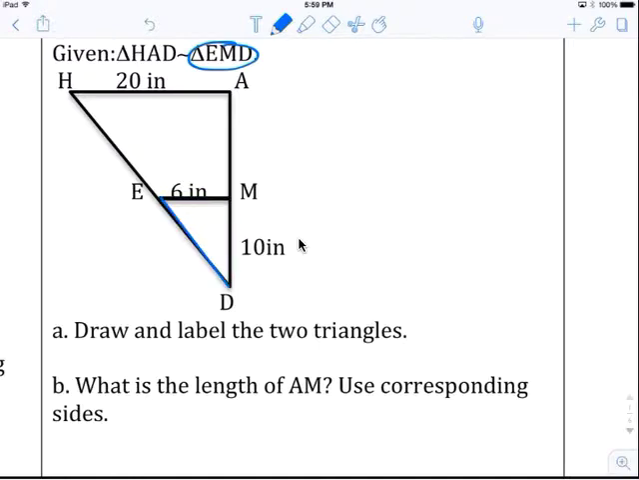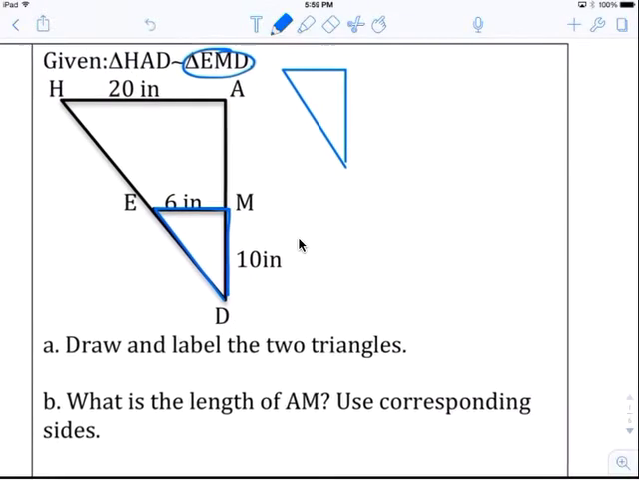EMD, right there. EMD. So EMD. Nope. E to M to D. Cross that. Okay, and that is 6 and 10.